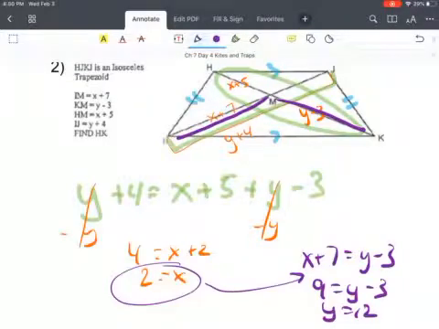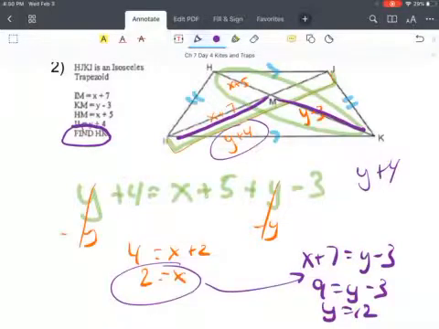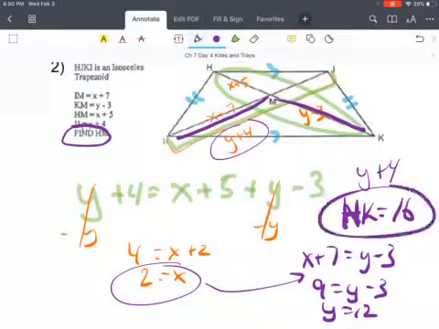And HK is the length of a diagonal. And so now that I have my y value, I can plug it in for a diagonal, which is y plus 4. Plug in my y value of 12. That means that each diagonal, including HK, equals 16.